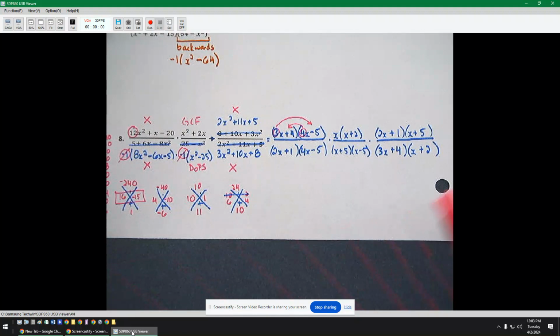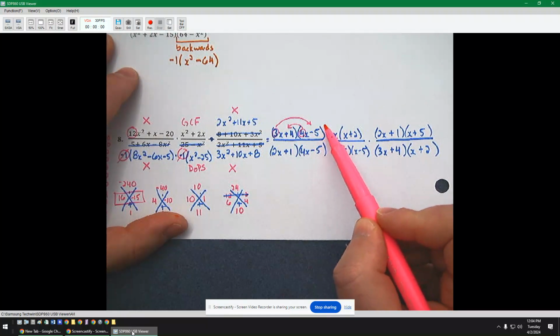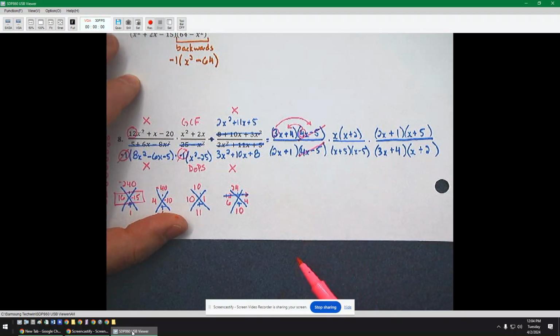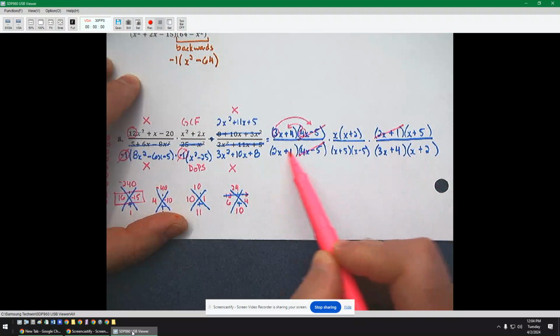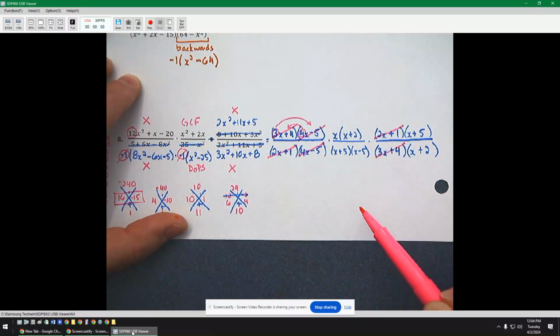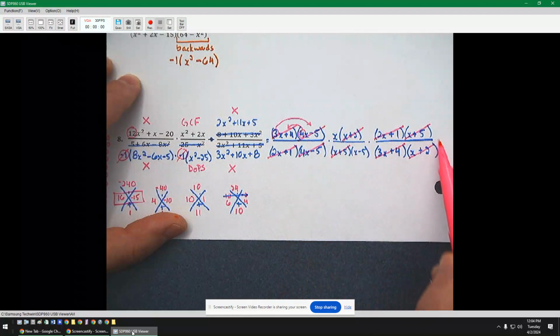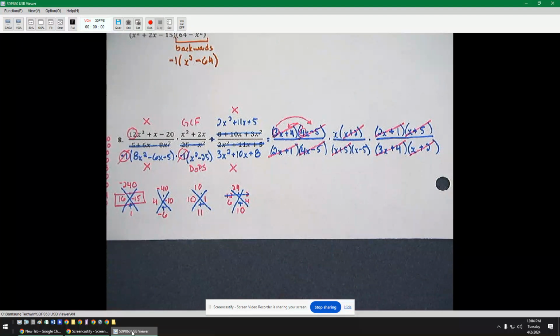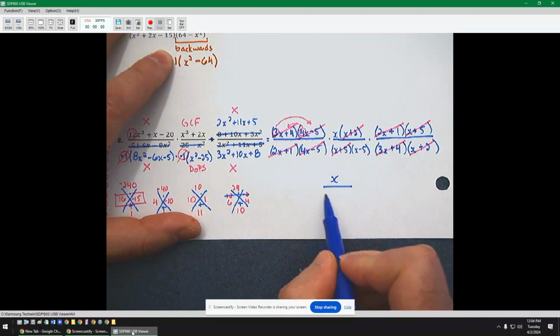So then what we're going to do now is we're going to go through and see what cancels, if we can find anything in common. So we found this one early on, 4x minus 5 and 4x minus 5. Let's see, 2x plus 1 and 2x plus 1, 3x plus 4 and 3x plus 4, x plus 2 and x plus 2, x plus 5 and x plus 5. Well, we did pretty good. So overall on the top, we just have an x left over. On the bottom, we have an x subtract 5.